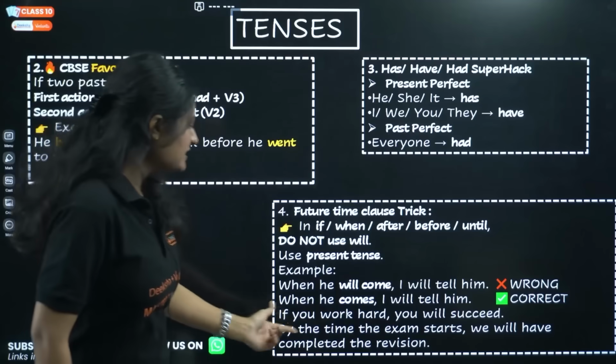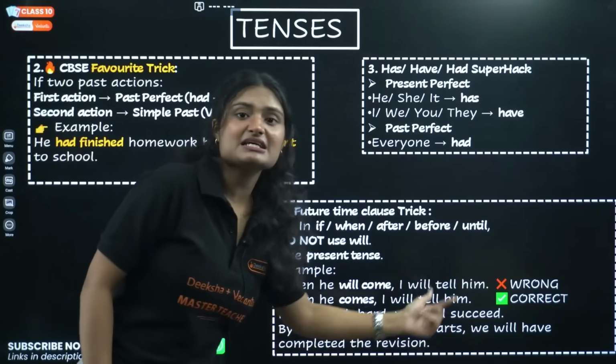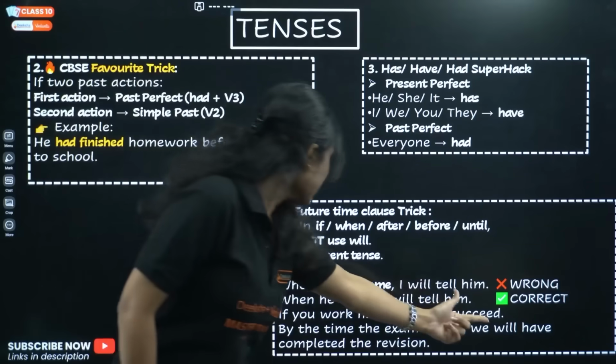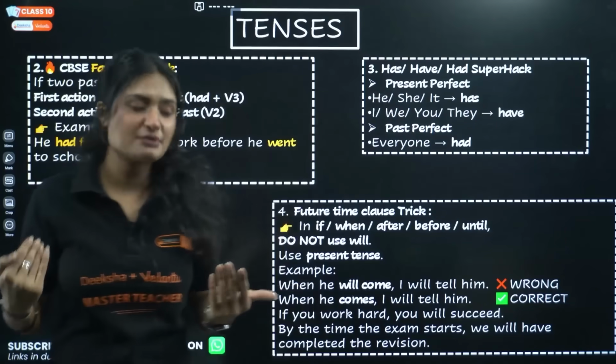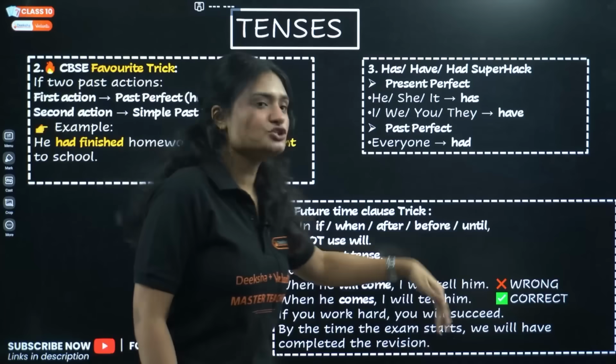So for example, by the time the exam starts, which is present tense, we will have completed the revision, which is in future, right? The event has not happened yet. If you work hard, you will succeed, right?